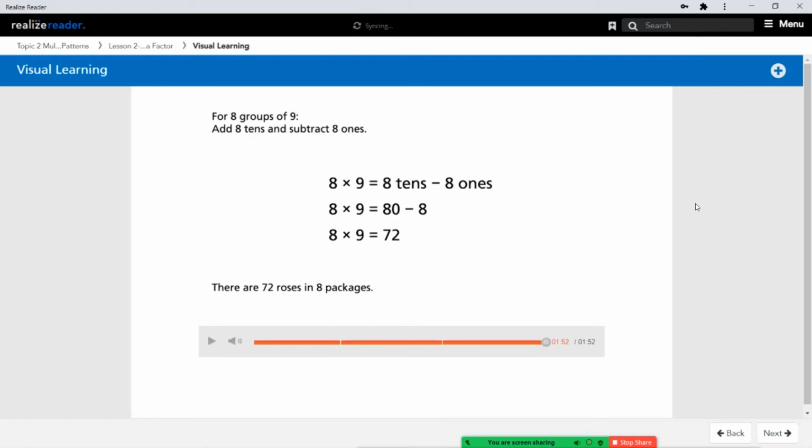So you can see that the strategy that they used here was, since there's 8 times 9, they're adding 8 groups of 10 and they're subtracting 8 ones. Because when you do one group of 9, you're adding 1 group of 10 and you're subtracting 1. So since they're working with 8, they added 8 tens and subtracted 8 ones here.